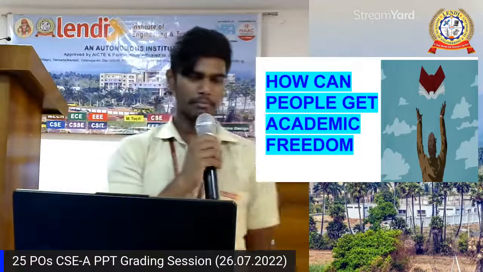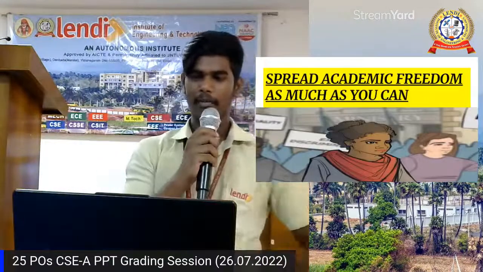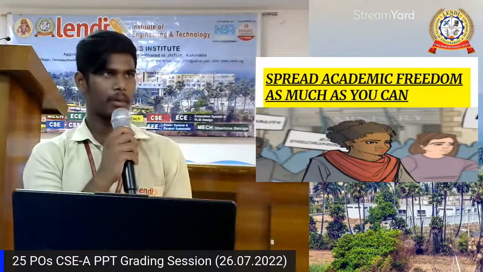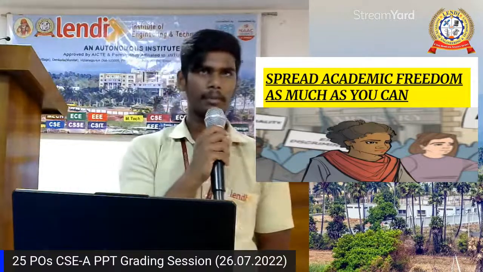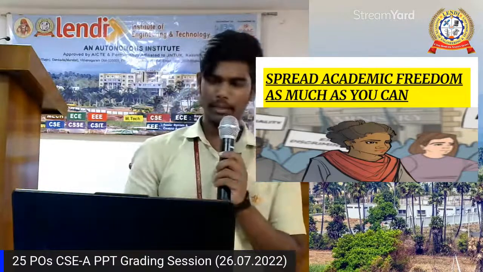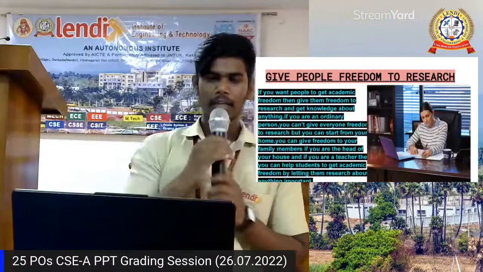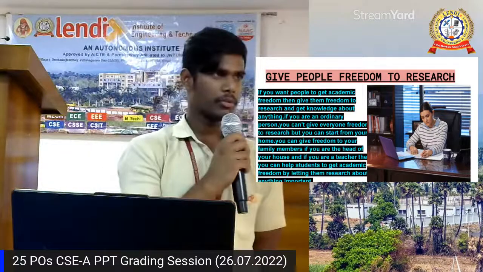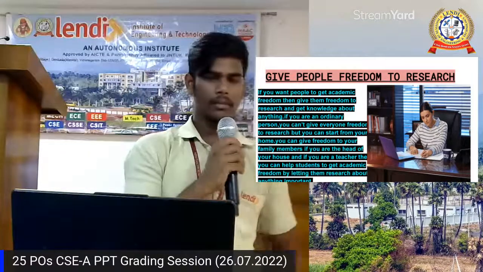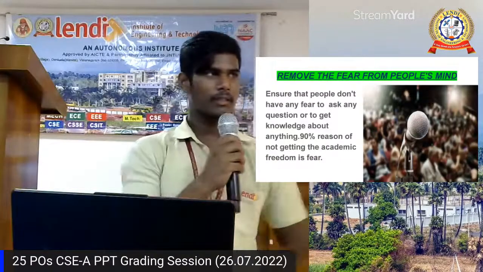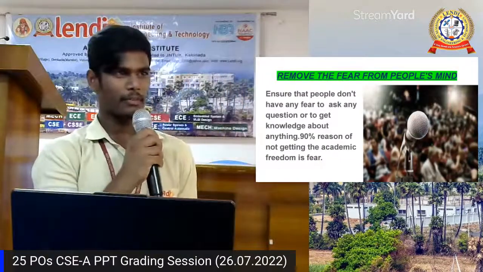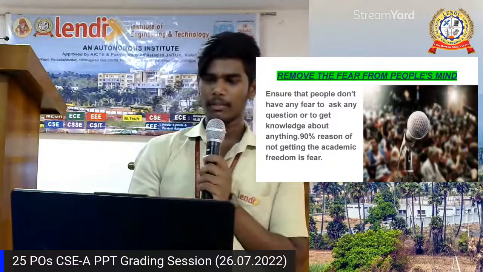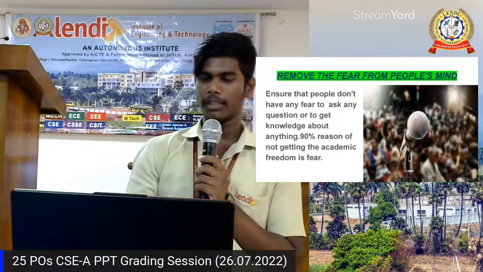How do people get academic freedom? First one is spread the word about academic freedom as much as you can by newspaper or anything. Communicate with others, sharing pamphlets in that way. Give people the freedom to research what academic freedom is. The third thing is remove the fear from our mind. Ensure that people don't have any fear to ask questions or to get knowledge about anything from any person.